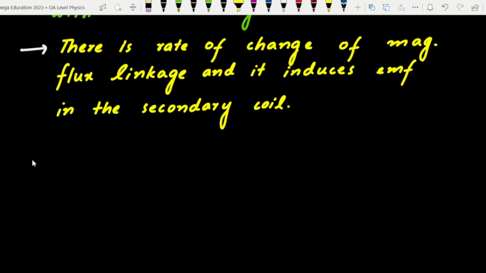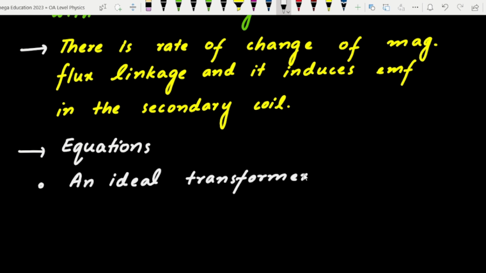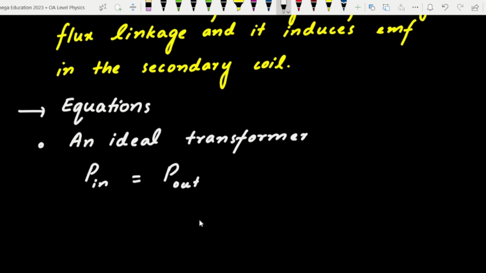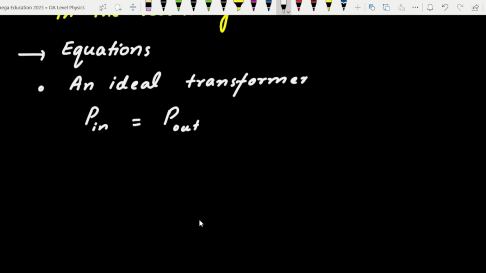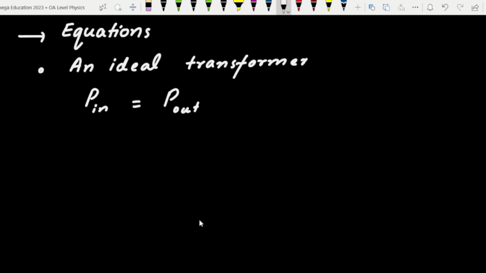Then we have the next thing, the mathematical equations. And for the equations, the most important thing that you need to keep in your mind is, for an ideal transformer, input power equals output power. For the most part, at least for O-level physics exams, whenever they ask you a question on transformers, they assume that the transformer is ideal, so the calculations are easy. Whatever the input power is, that would be the output power.